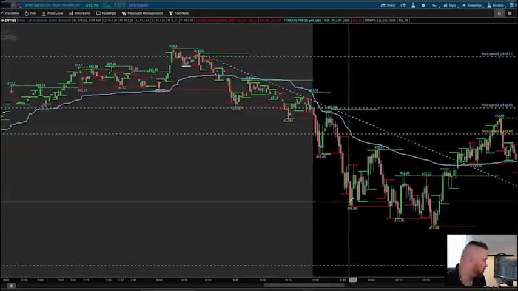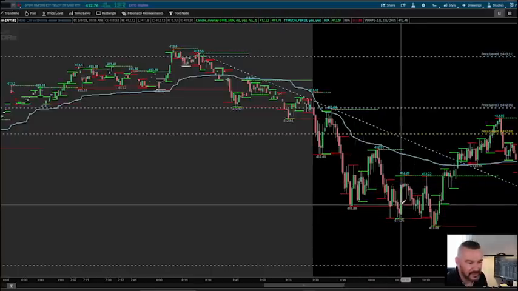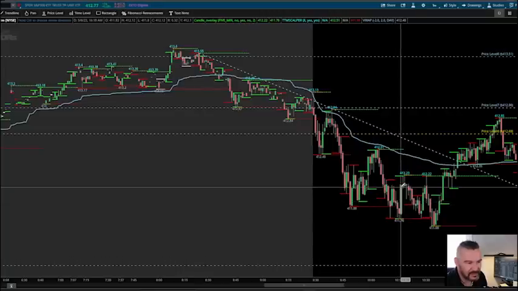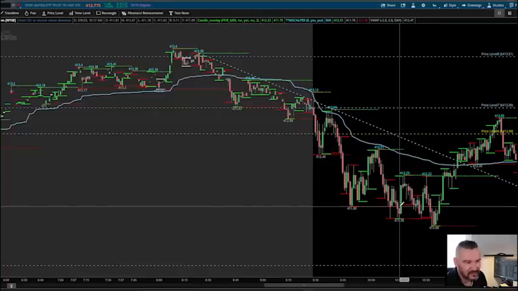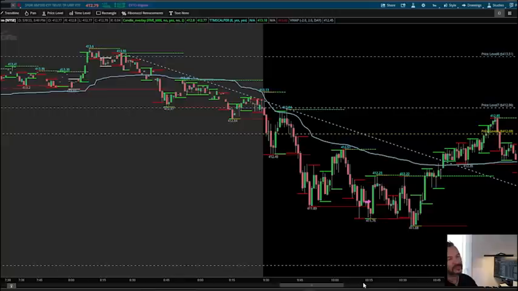So my first entry was 10:18, and this is, actually, yeah, it is the green candle. I'm just going to put our arrow here. This was a counter trend trade.